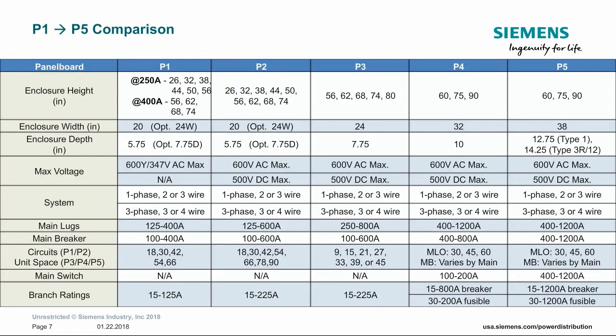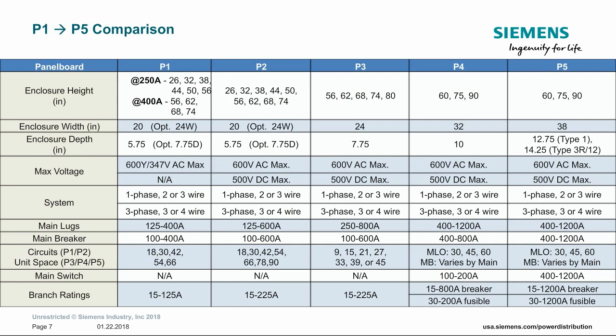As you can see here, we have a table breaking down all of the differences between our P-Series panel boards. So to start out, let's review what's in this table. You can see off to the left, we have the dimensions of each of these panel boards. We have the maximum voltage as well as systems available in each. We also go into the ratings for our main lugs as well as main breakers for each of these panels. Then we break down the amount of circuits or unit space depending on which panel board you're looking at. Then we close out with our ratings for main switches as well as branches for each of these panel boards.